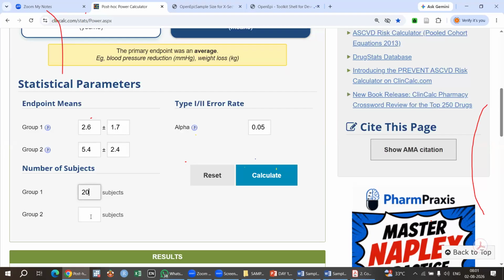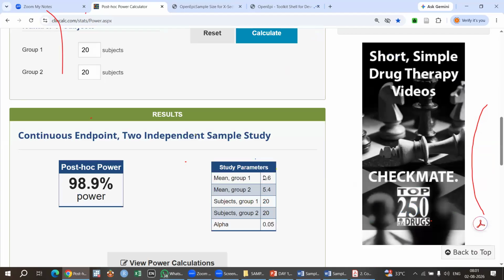I have recruited 20 patients for this. Suppose this is hypothetical, but it is my study. Then calculate power of study. So what will be the power of study? It is 98.9%. It is called post hoc power calculation. So there is more chance of acceptance of this study and reliability of this study. Okay, thank you. If you have any question, you can ask me, no problem.